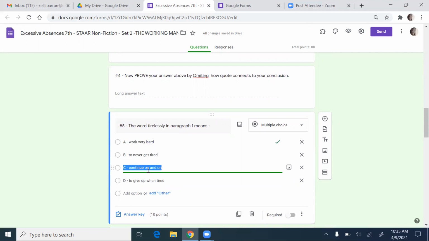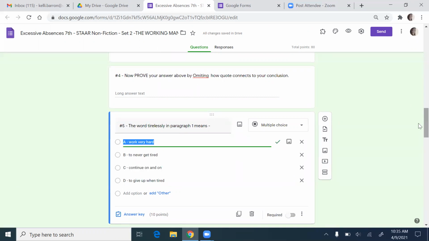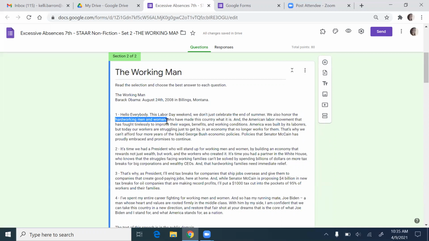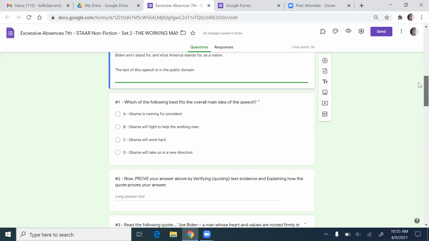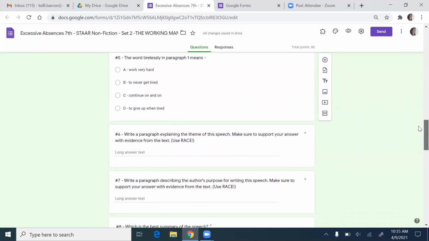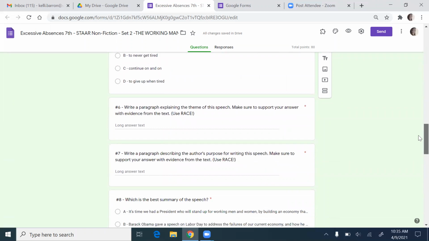Both right answers, technically. But the one that's better is A, work very hard. Why? Because the actual context clue that's in the sentence before the sentence they're reading is hardworking men and women. So in the context of this passage, work very hard fits in the context better than continue on and on. So it's not a right and wrong answer, it's a better and best answer. Please talk them through it and help them see the tricks.